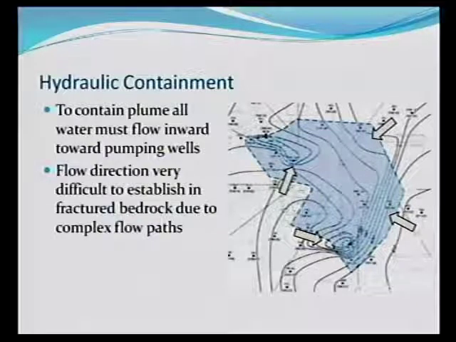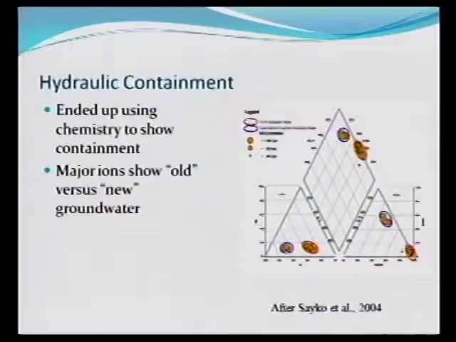So it looks like the gradient's going in this direction, but really, if you were to put a well right next to it, you would get a slightly different reading. And this is essentially in single bedrock fractures, and it gets more complicated for multiple fractures. So it can actually be quite difficult to show that you have hydraulic containment. And what they ended up doing at this site is using chemistry. I don't want to go into what this chart means, but basically these are the major ions.